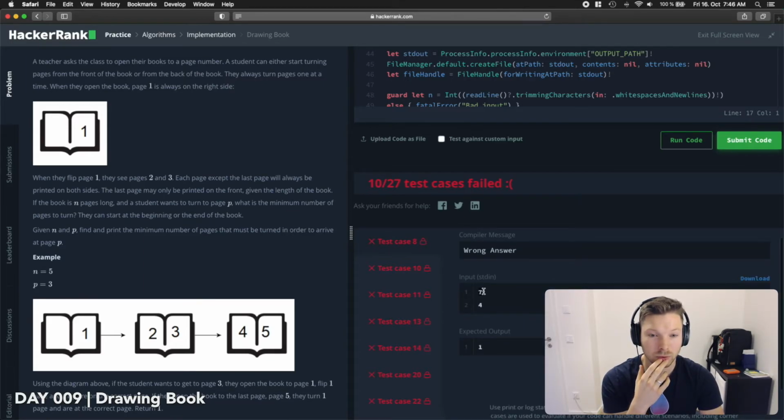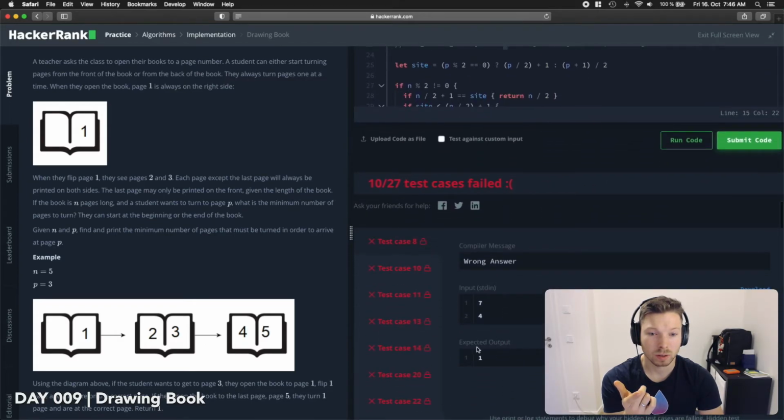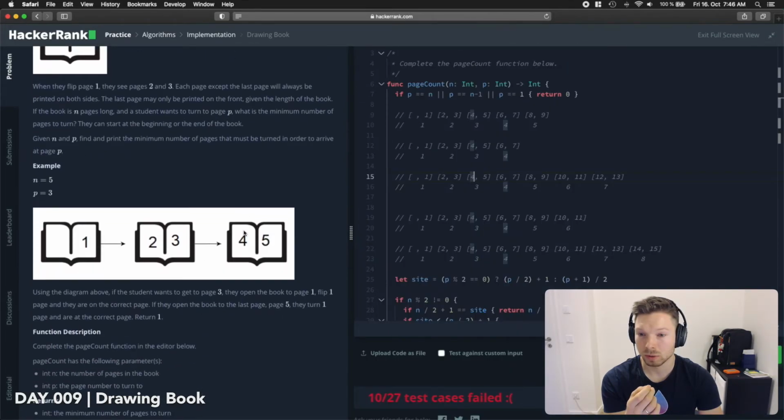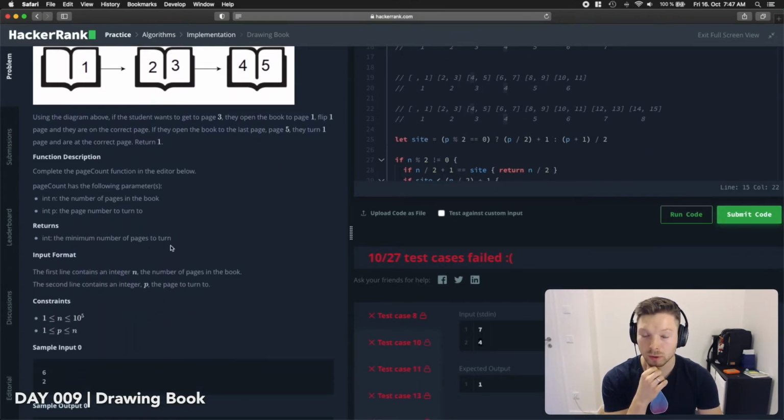Input 7, 4, expected 1. 1 turning page. Really? That should be 2, no? We are at page 4. Expected output 1. Why? This is 1, 2. This is their example, no? Unless, no, we have 1, 2, 3, 4 from the right and we have 2 from the left. Returns the minimum number of pages to turn. The minimum number. It's 1 turn. It says, when it's actually 2.